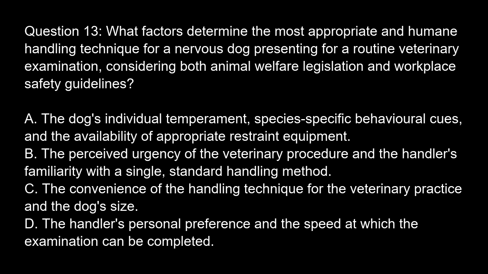Option B. The perceived urgency of the veterinary procedure and the handler's familiarity with a single, standard handling method. Option C. The convenience of the handling technique for the veterinary practice and the dog's size. Option D. The handler's personal preference and the speed at which the examination can be completed.